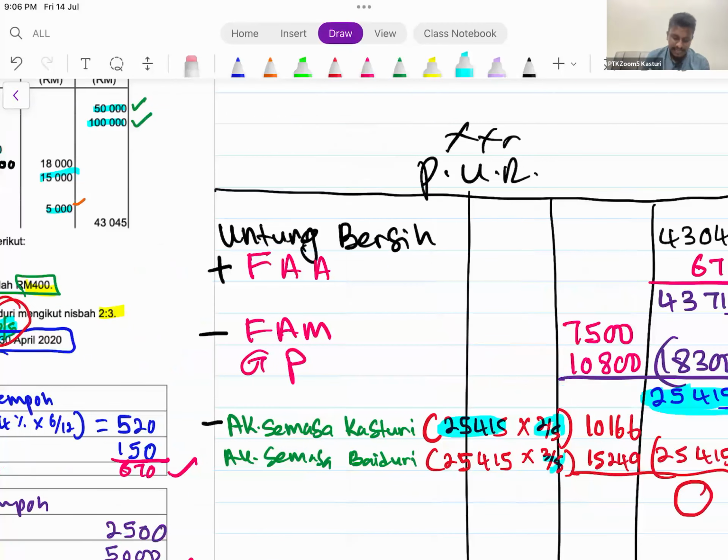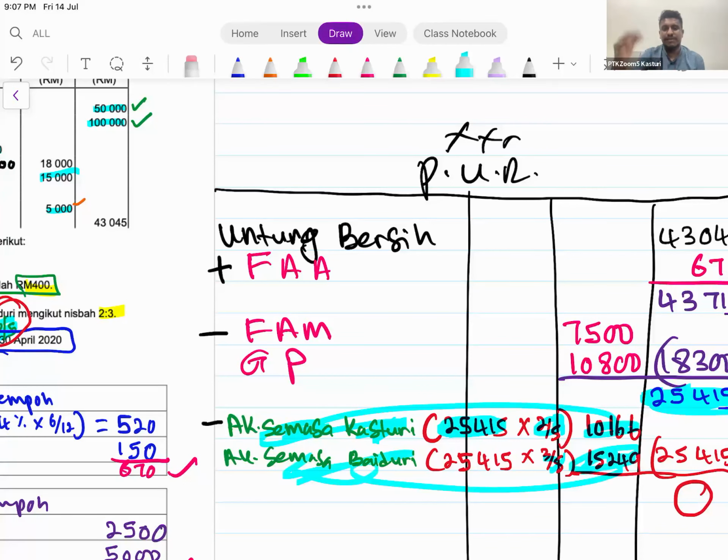Okay, account semasa is the accounts for Kasturi. So whatever profit that the guy gets, we will transfer to the accounts for Kasturi. Whatever profit that belongs to Baiduri, we transfer to the account Baiduri, the account semasa Baiduri actually. Okay, there's another question here.